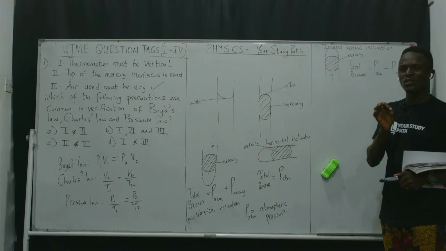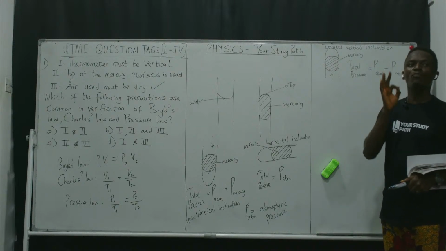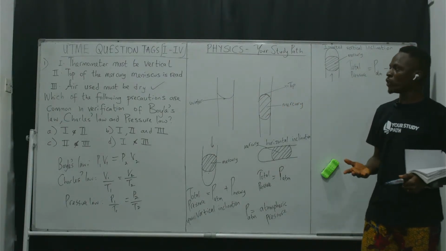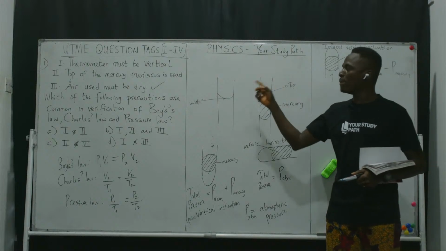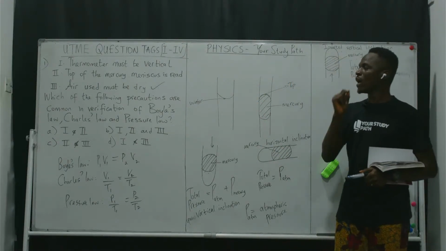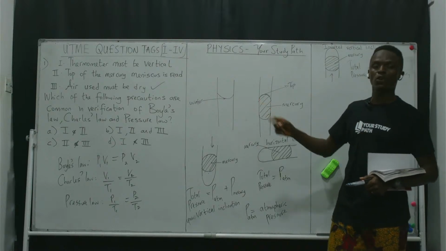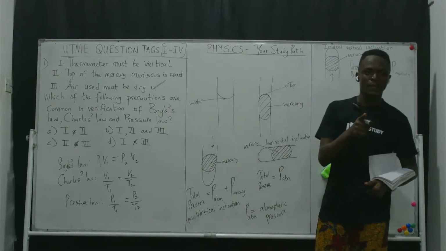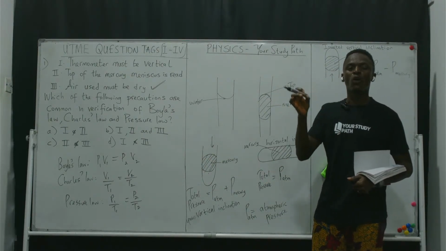So this question is tricky. Why? They are emphasizing the application of Boyle's law. The three options here are portraying some precautions to be taken in the case of pressure law, some precautions to be taken in the case of Charles' law, and some precautions to be taken in the case of Boyle's law. When you are emphasizing pressure law, you should note that the air has to be dry. Standard temperature and pressure.